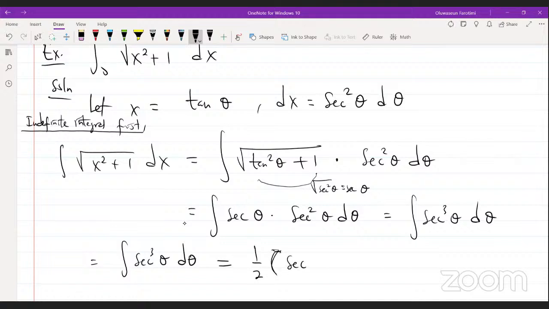Okay, so this is going to be secant of theta tan theta plus ln of secant of theta tan theta. Okay.